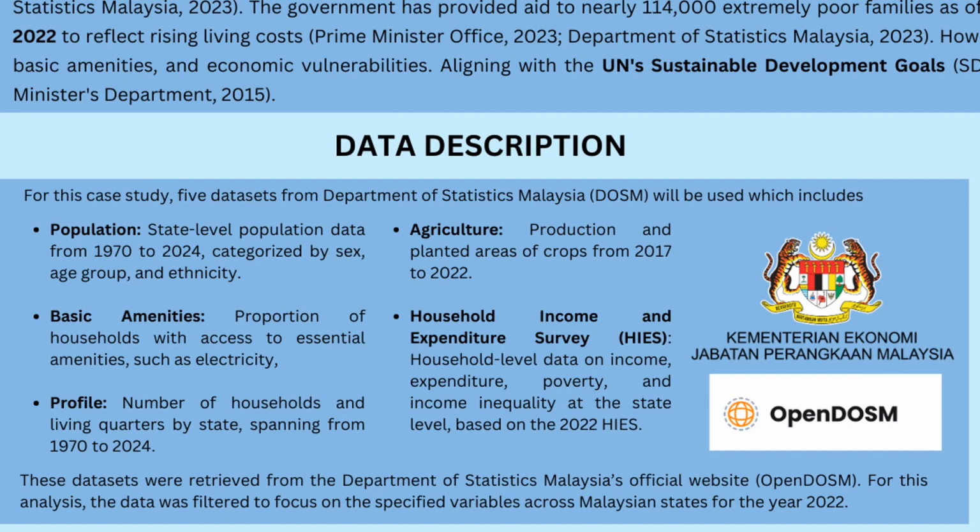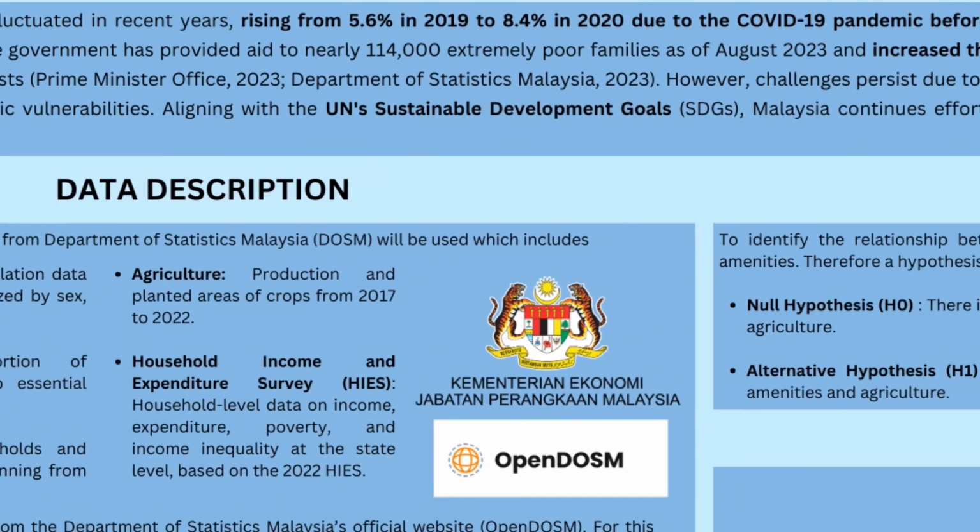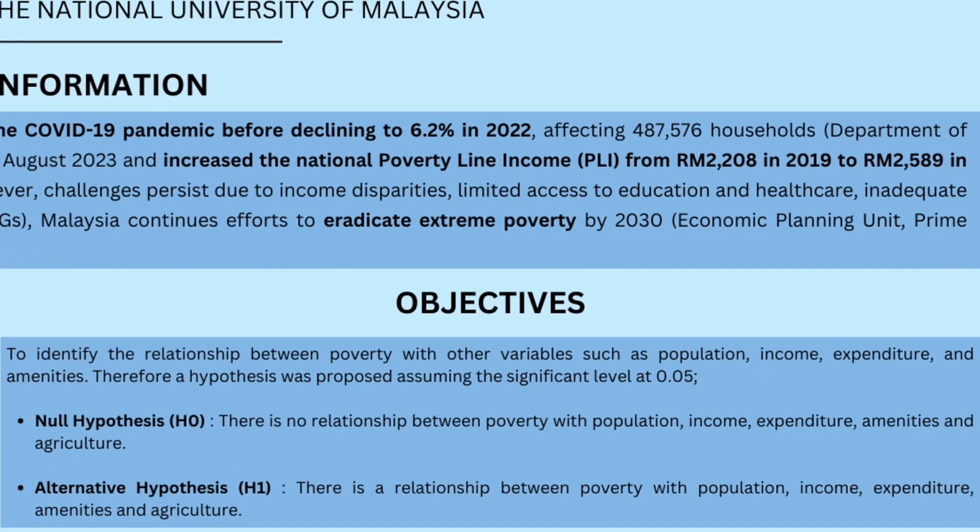So for this analysis, the data will be filtered focusing on the specified variable across Malaysian states in the year of 2022. So the merged data sets will consist of 16 rows of observations that represent the states in Malaysia, and a total of 12 columns representing the variables contained from the population, amenities, profile, agriculture, and also the survey data.